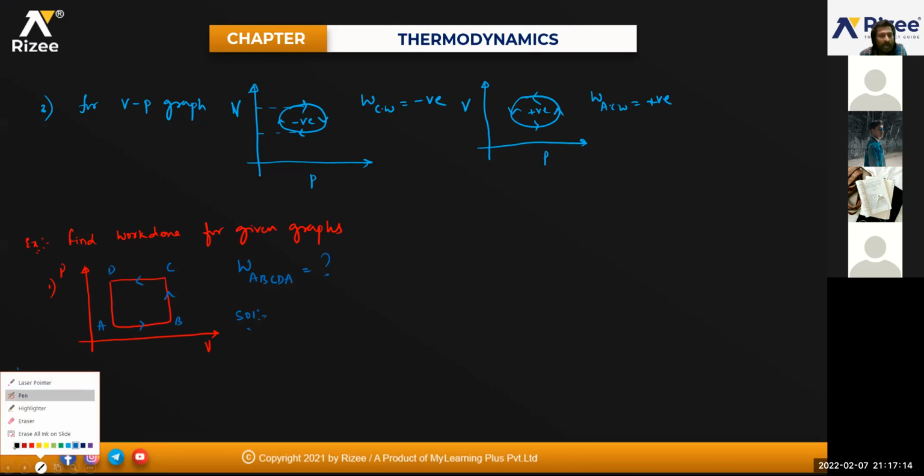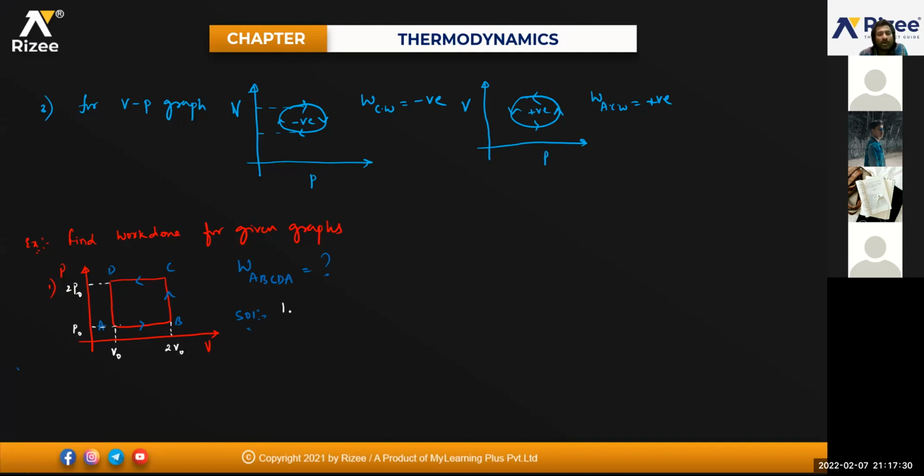So we need to take the area under the curve. I can directly take it if I'm giving you the parameters for this one. Here it is P naught, and here it is 2P naught, and here it is V naught, and here it will be 2 times V naught. Work done from A to B, B to C, C to D, D to A will be equal to work done from A to B plus work done from B to C plus work done from C to D plus work done from D to A.